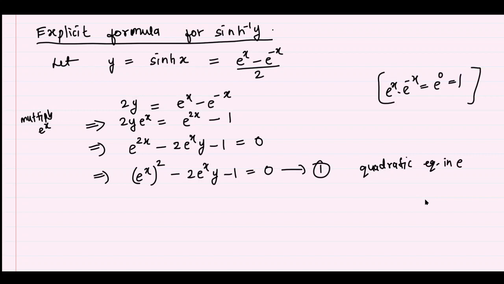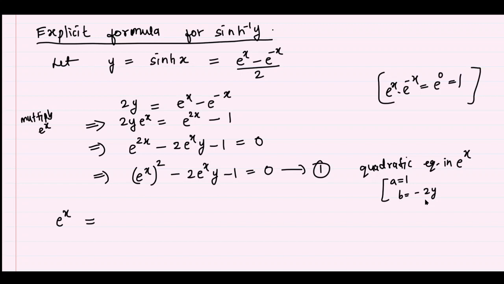Quadratic equation in e raised to x. And we know how to find it by the quadratic formula. So e raised to x is equal to, we know the formula, minus b plus or minus root of b square minus 4ac by 2a. Okay, so if we compare here, we have a equal to 1, b equal to minus 2y, and c equal to minus 1.